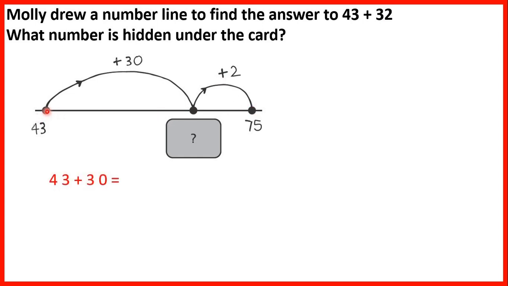Now 43 plus 30 is 73. That's because we start with 4 tens, and if we're adding 30, we need to add 3 tens. So that gives us 7 tens altogether, because 4 plus 3 is 7, and then because we're not adding any ones, the ones digit stays the same. So under the card, our missing number is 73.